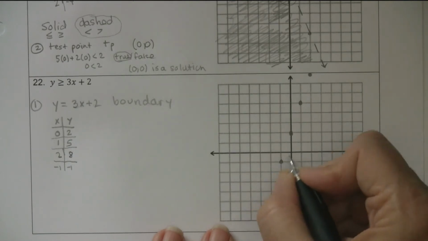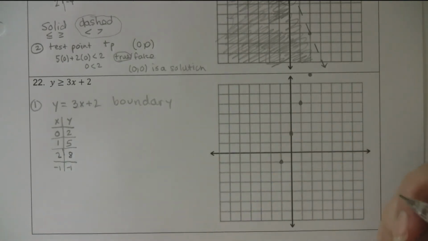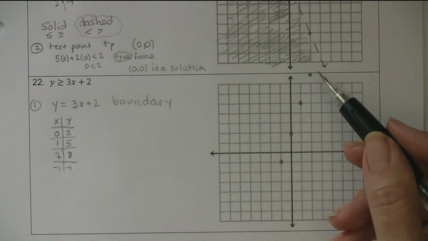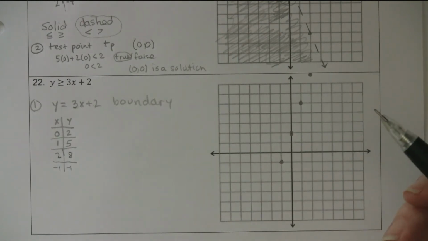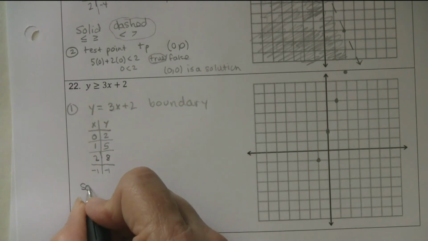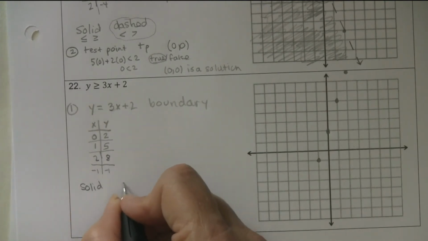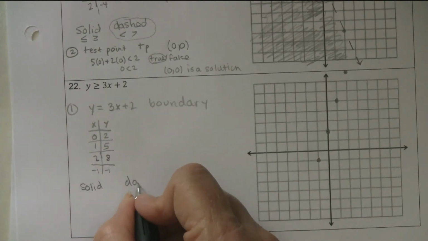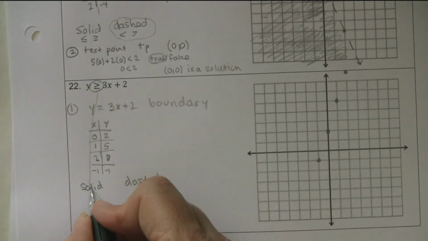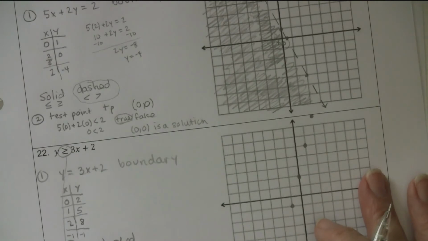But I still have 3 points on the line, and I tell students, make sure that you have 2 on the grid. And if one just walks off, that's okay. But I have 3 on the grid, so I feel really good. Now I have to decide, is it solid or is it dashed, the boundary line? And because of this, it is solid. So I'm going to draw a solid line.